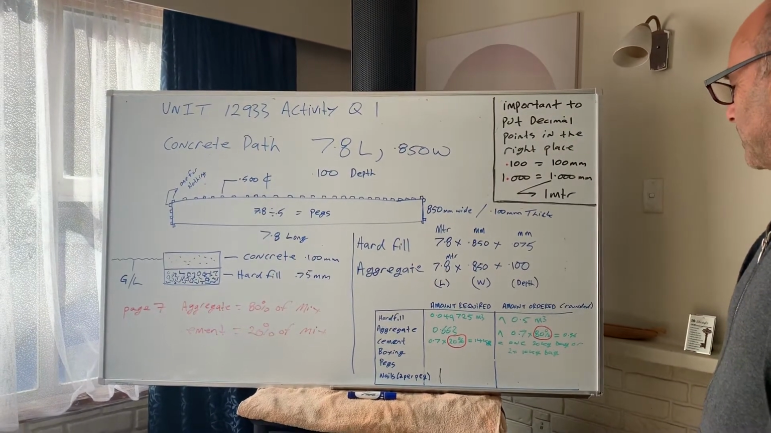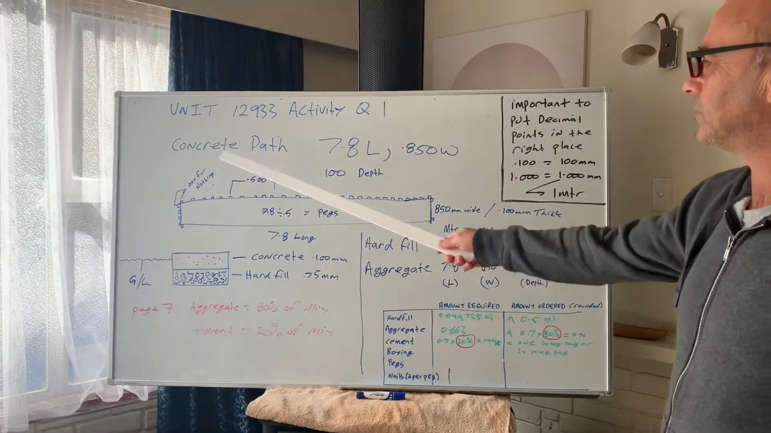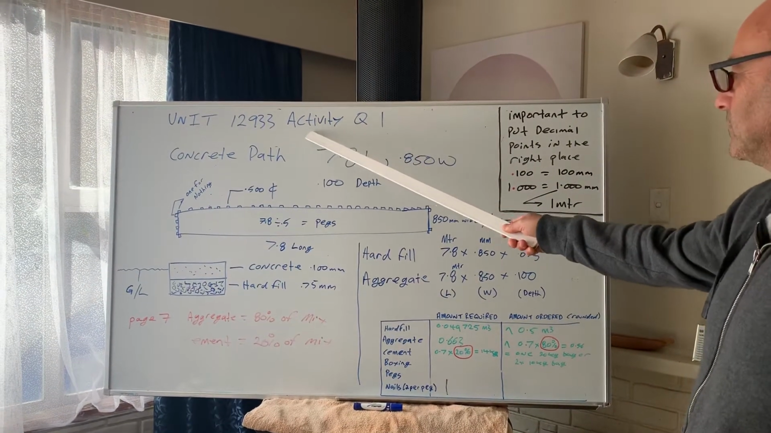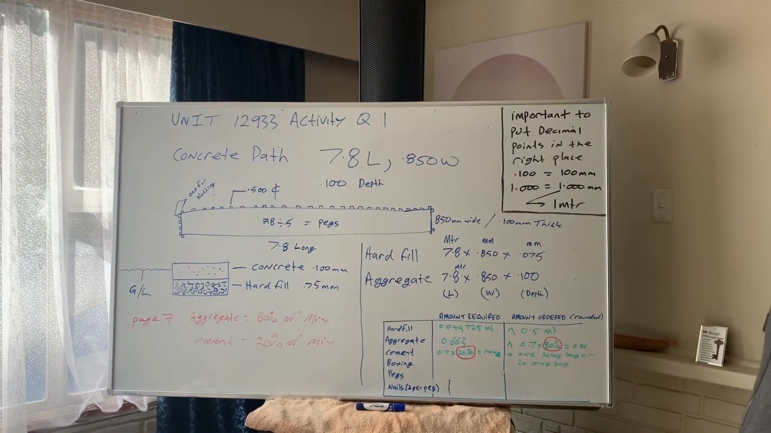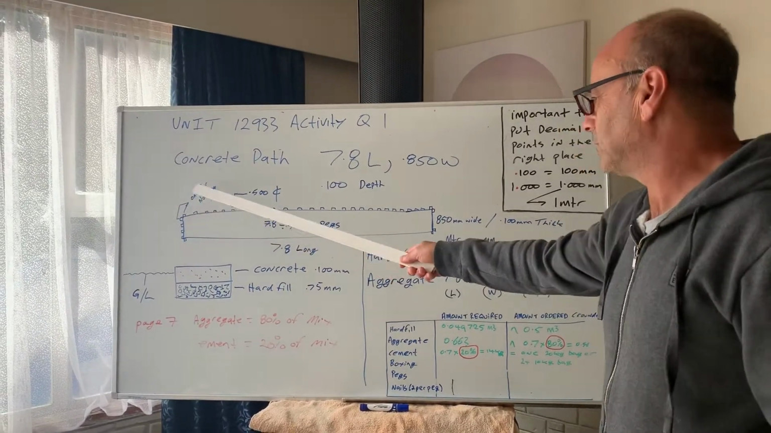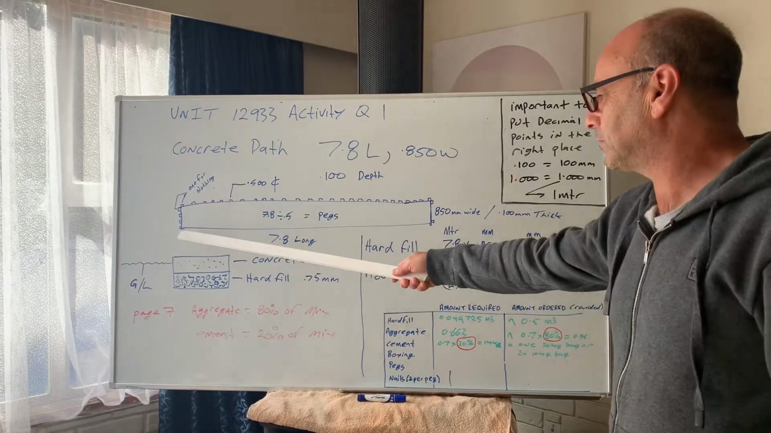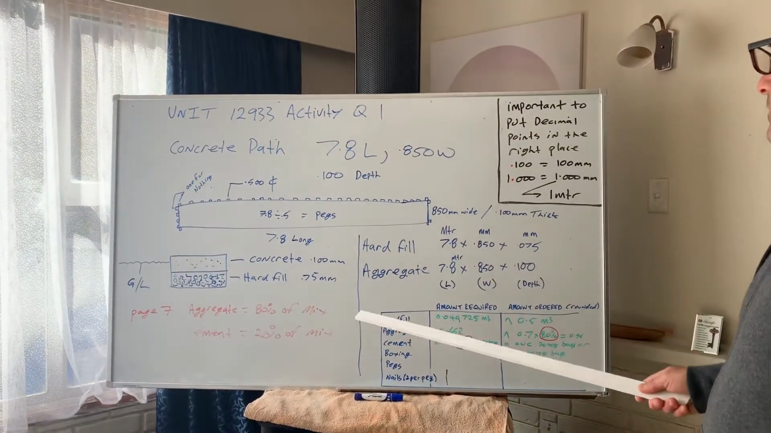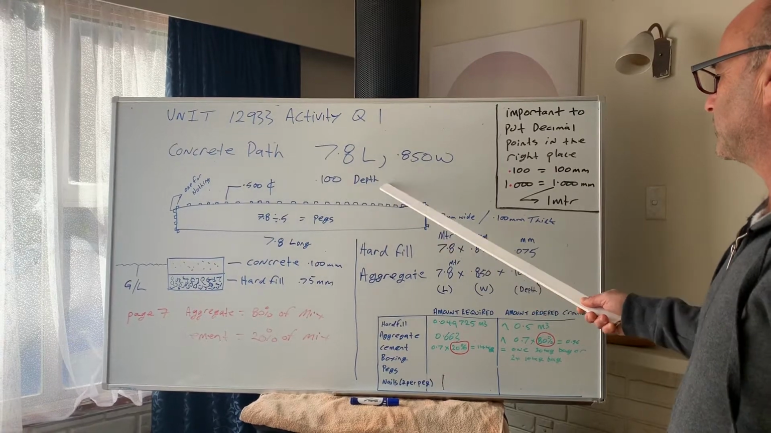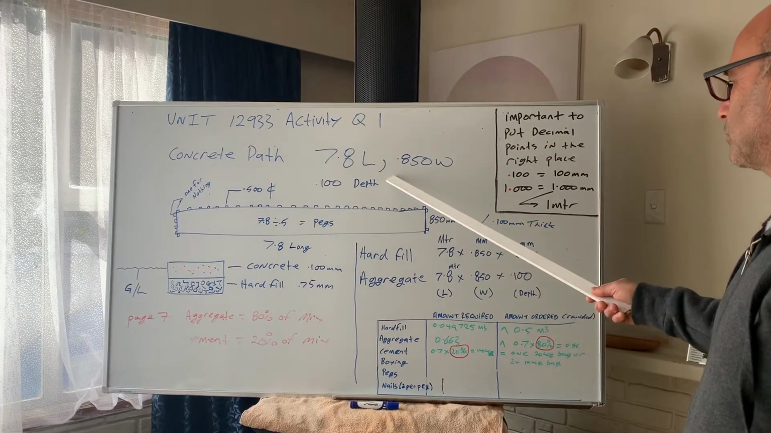Okay, so part 2 of Unit 12933 activity. Question 1, there's only one activity in the unit, and the activity is this. Question 1 is this: you have a concrete path that's 7.8 long by 850 wide by 100 mil deep. Now that's relating to the concrete.